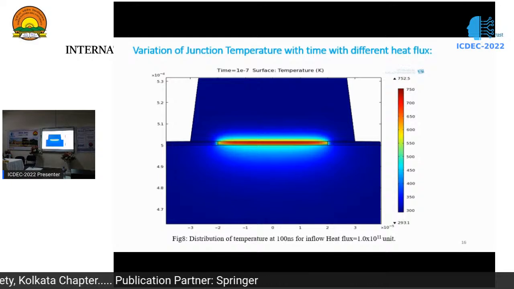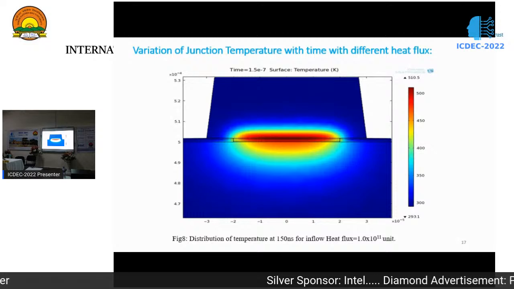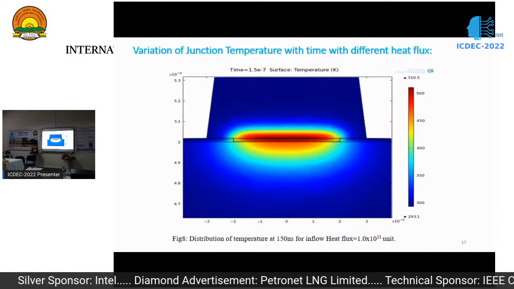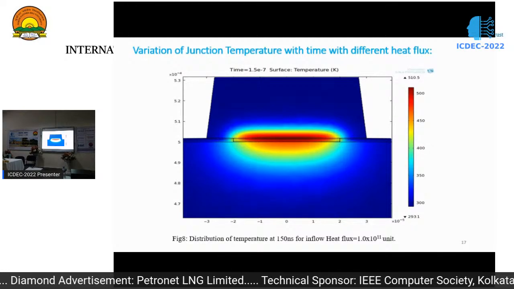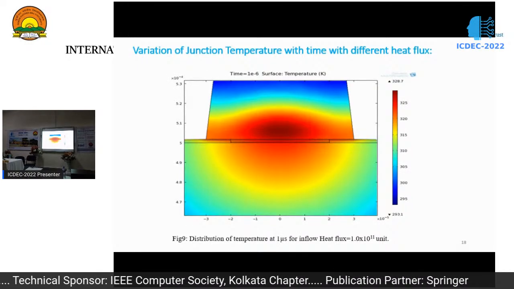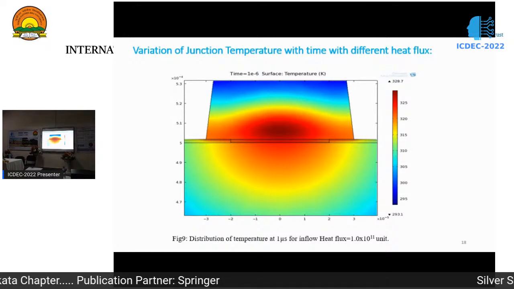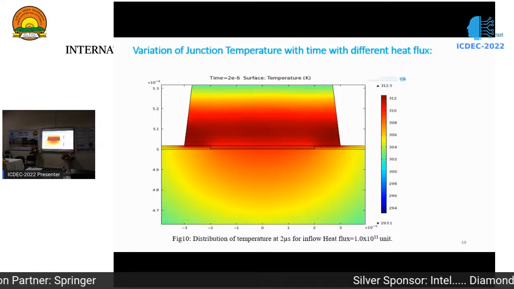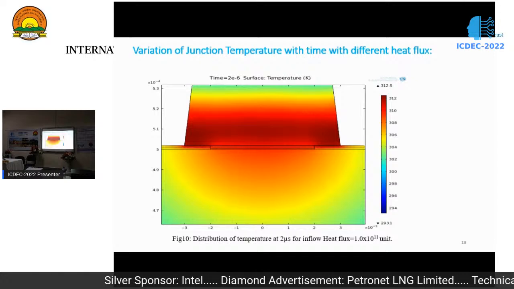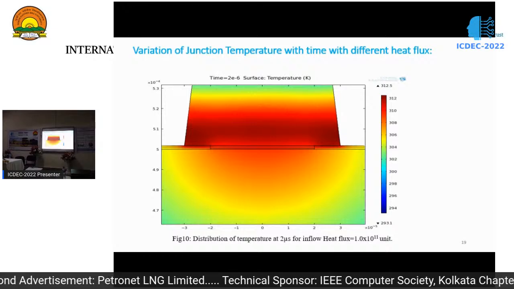Now the pulse will be off. After 100 nanosecond, the pulse will be off. So in that time, at 150 nanosecond, heat will flow from the active area to the diamond heat sink. Then if we go to 1 microsecond, you can see that the junction temperature is going to decrease, and within 2 microsecond it is coming to room temperature. That means since the pulse repetition period is 33 microsecond, within 2 microsecond heat will be extracted. So there will be no chance of burnout of the device.